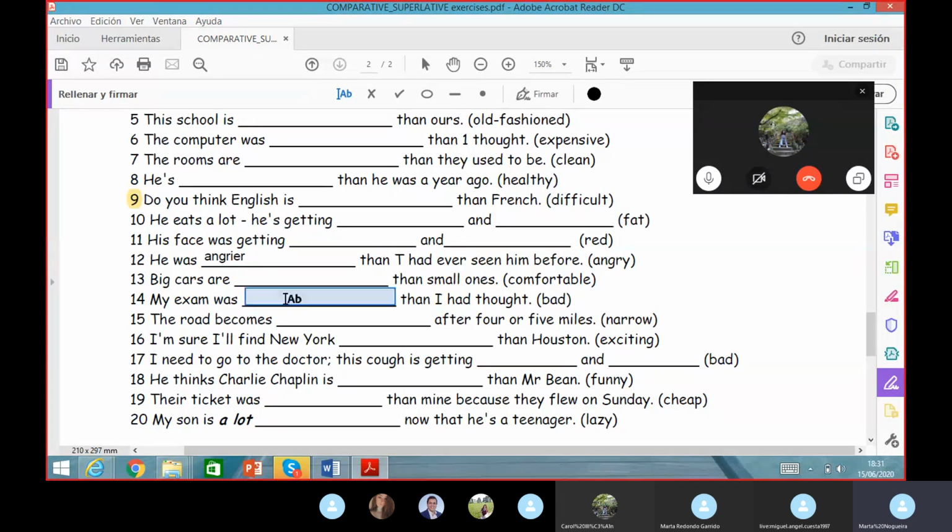13. Big cars are more comfortable than small ones. ¿Vale? Que los coches grandes son más cómodos que los pequeños. More comfortable. 14. My exam was worse. Okay, remember that this was irregular. Was worse than I had thought. 15. The road becomes narrower after 4 or 5 miles.